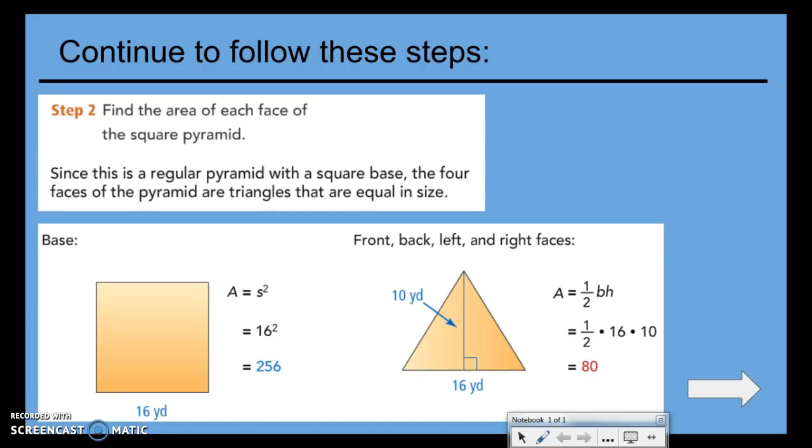So all you have to do for this shape is do side squared, which is 16 squared, which means 16 times 16, which is 256. And then you're going to do the formula for a triangle. Oh my gosh, guys, look, you have to remember your formulas again. So you have to do area equals half the base times the height. All right, our base is 16, our height is 10 yards. So our area for one of our triangles is going to be 80.